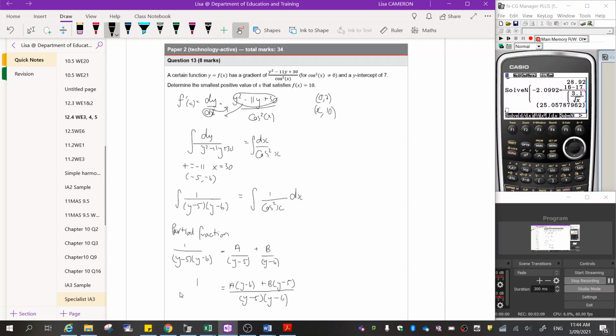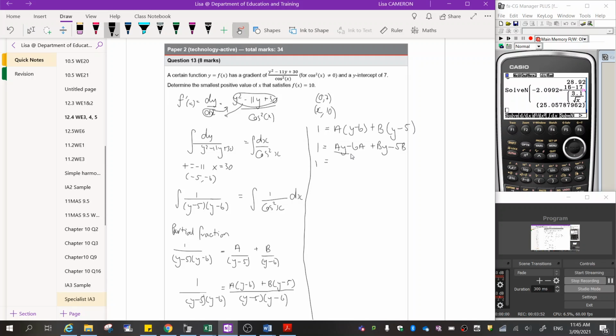Okay, so now I've got it to look similar to this, which means that now I can say that my denominators are the same, which means that my numerators should also be the same. So moving up over here, now I can say that 1 is equal to a bracket y minus 6 plus b bracket y minus 5. Okay, so over here I can see that we won't do that step first. First thing I'm going to do is expand everything out. ay minus 6a plus by minus 5b.